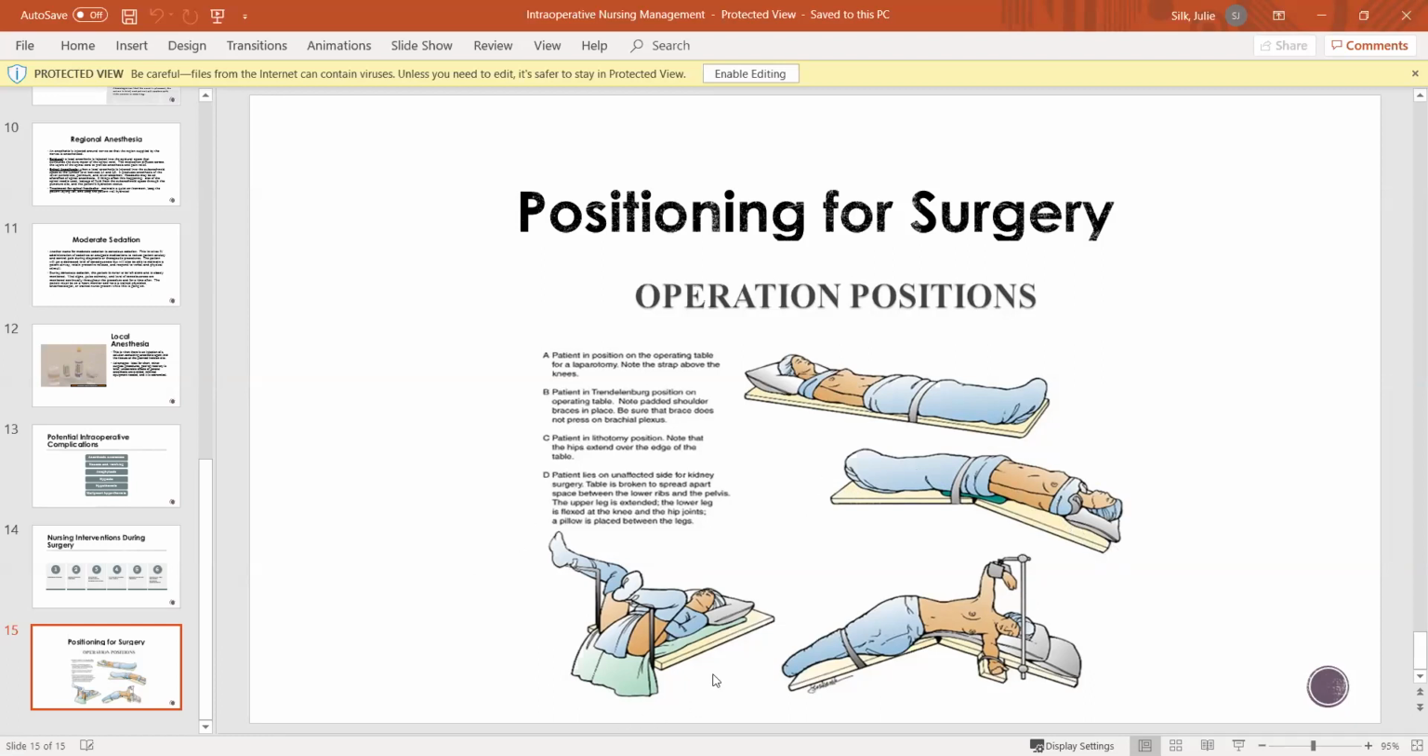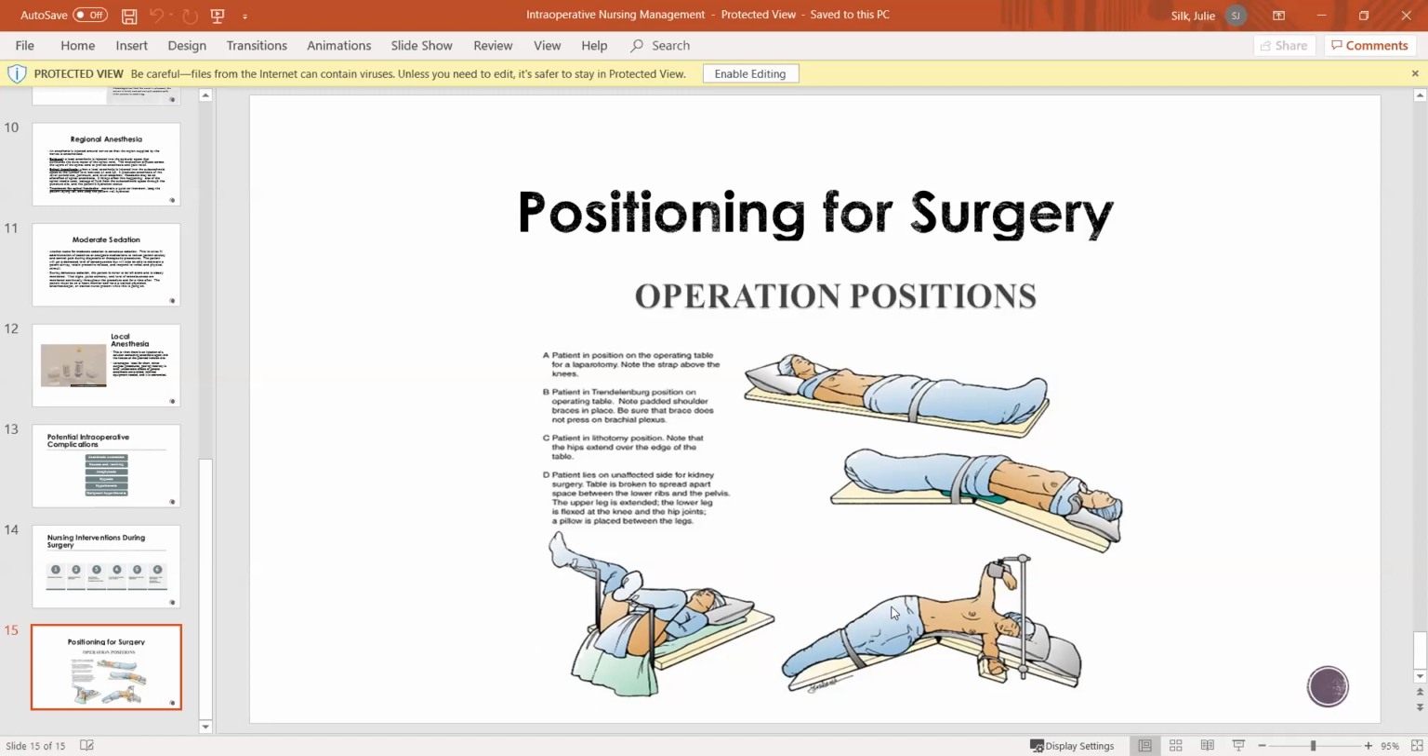The lithotomy position is this. This is the one where your feet are up in the stirrups. So maybe you had a surgery where you have to get something removed from your perineal area or something. That's a position you would be in.